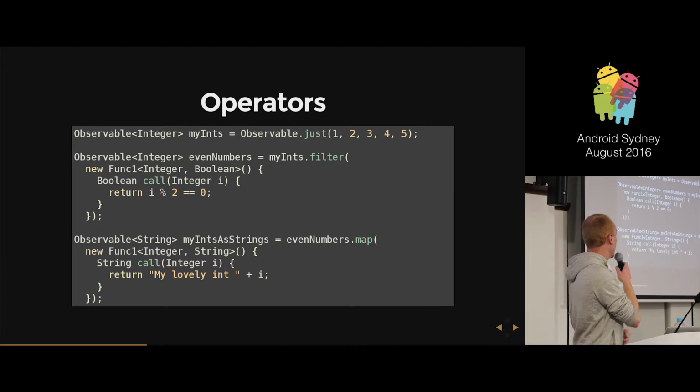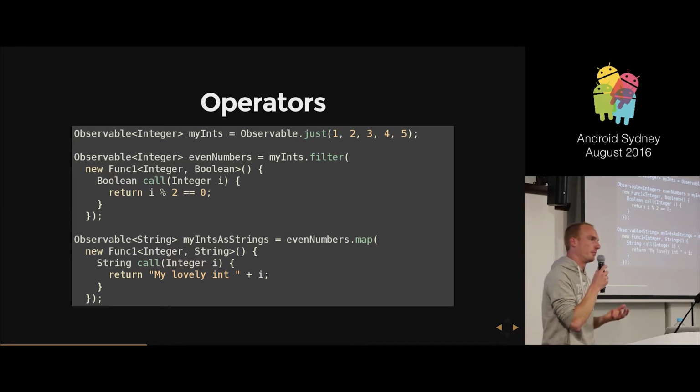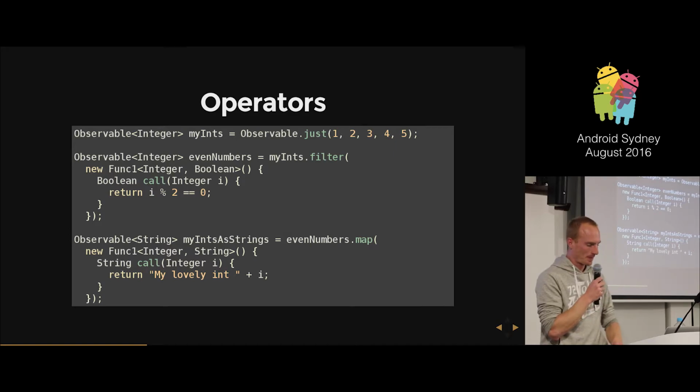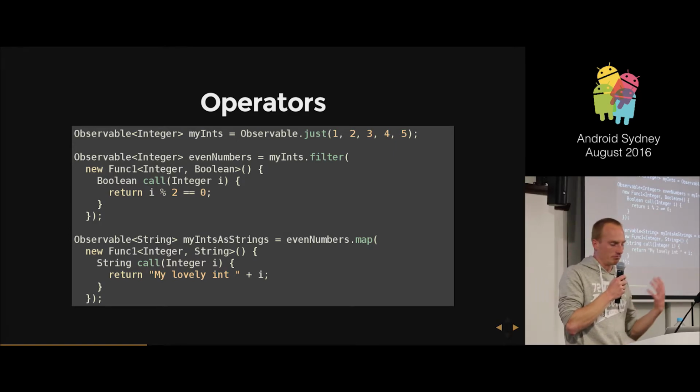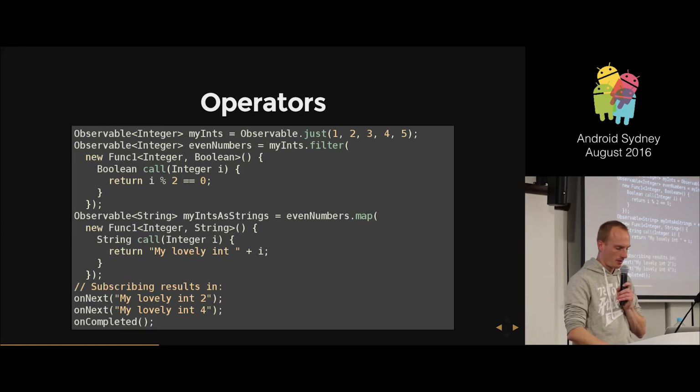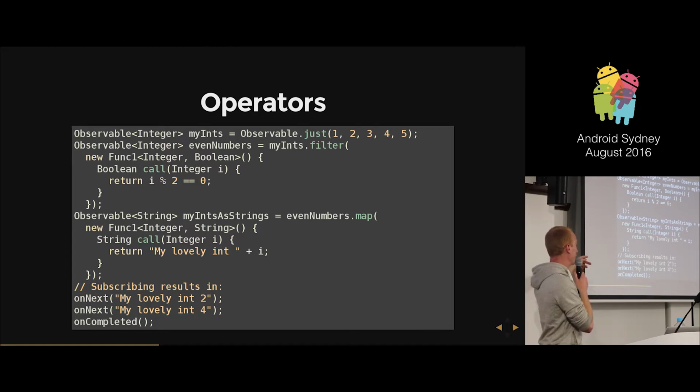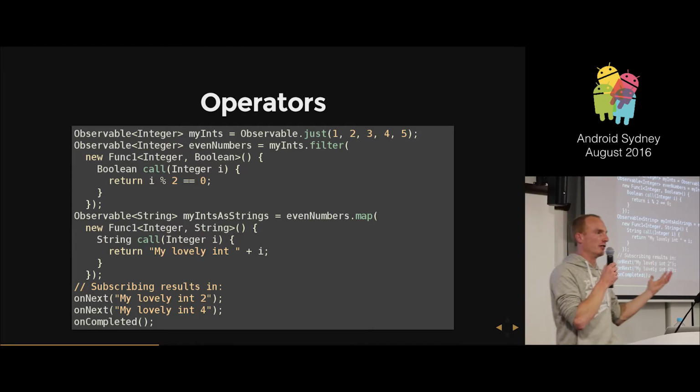And then we can call .map to transform the data points into something else. So in this case, we're transforming the integers into strings. And we have our string there, myLovelyInt, which just concatenates the integer that we received into it. So filtering is removing items, and map is changing or transforming items. So if you would subscribe to this, you would see that the result would be 2 on next events, saying myLovelyInt 2 and 4, which are the even numbers from the data set, and then it would complete.